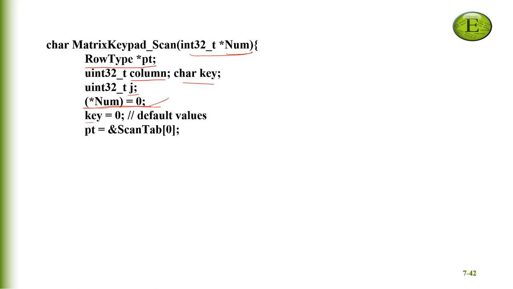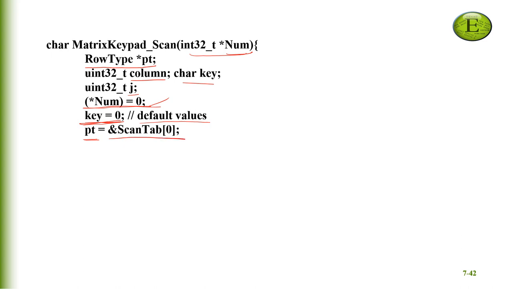Then we have the key variable, which registers the number of keys pressed, and it is specifically useful to be able to catch the two key rollover problem. So we are going to count during the keypad scan how many keys have been pressed. So this is essentially a key counter, initially set equal to 0. And we're going to set the initial value of our pointer to the scan table 0.